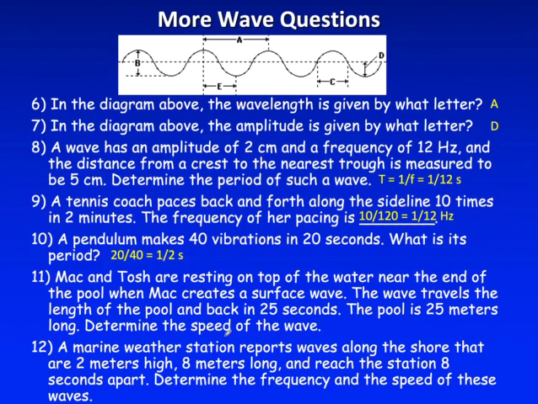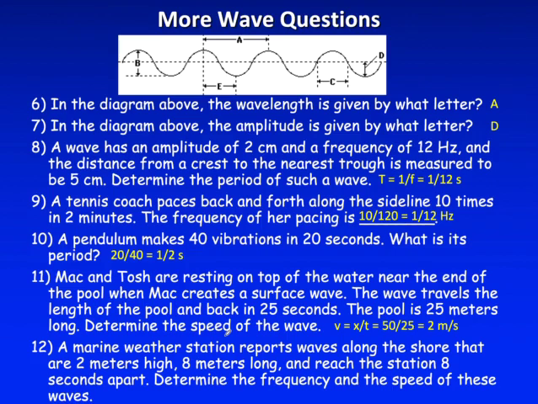Mac and Tosh are resting on top of the water near the end of the pool. When Mac creates a surface wave, the wave travels the length of the pool and back in 25 seconds. The pool is 25 meters long. Determine the speed. Velocity is just distance over time. In this case, it goes a total distance of 50 meters in 25 seconds, so its velocity must be 2 meters per second.